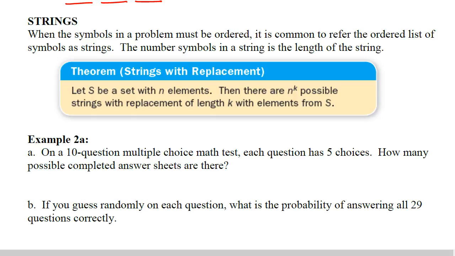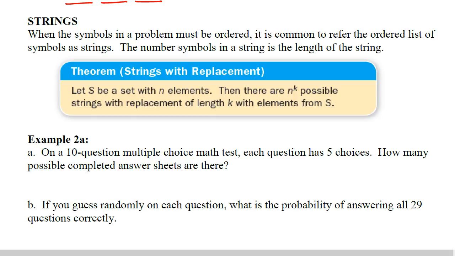So again, these are strings with replacement. What that means is that once we choose a number or choose a letter or whatever the item is, that item is put back into the set for the next draw. So let S be the set with n elements. Then there's going to be n to the k possible strings, where n represents the number of elements in the set, and k represents the number of repetitions, or the length of those strings.